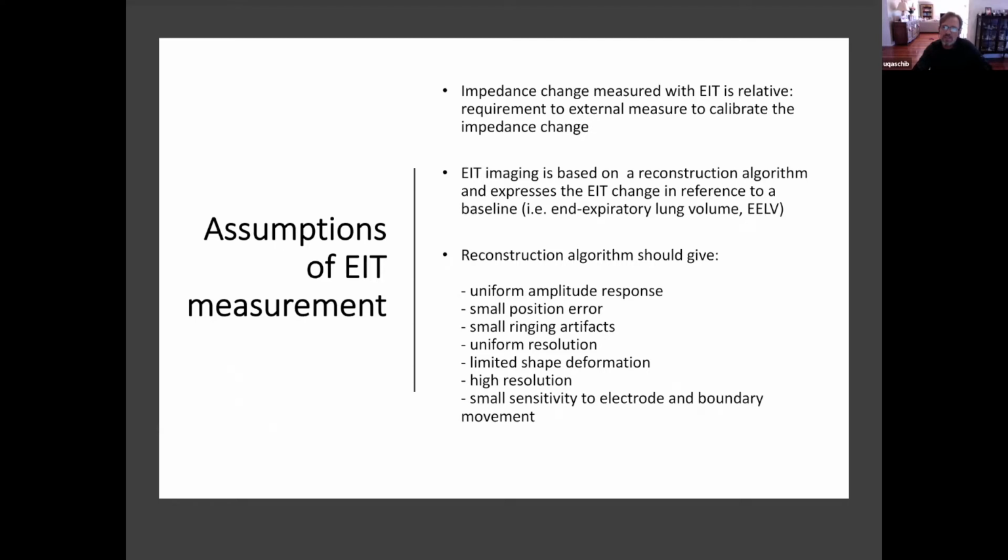First of all, EIT is always relative, at least to the extent that we have current systems available. We can only measure a change in the system. As I explained before, we have this waveform pattern, then we introduce tidal volume, so a volume change, and we can only compare the change to the baseline. So it's all a relative measure, and that needs to be calibrated.